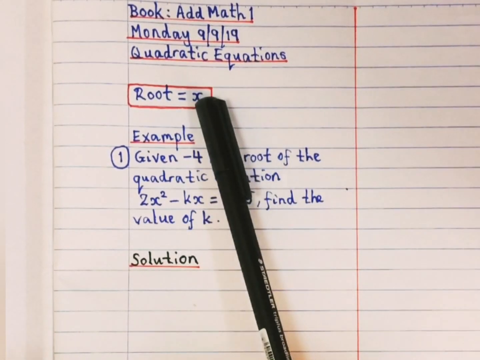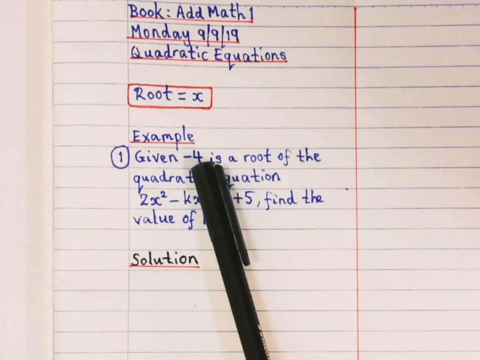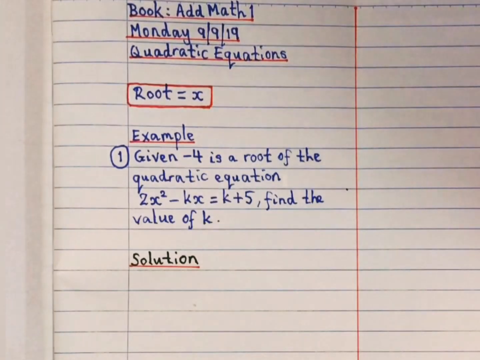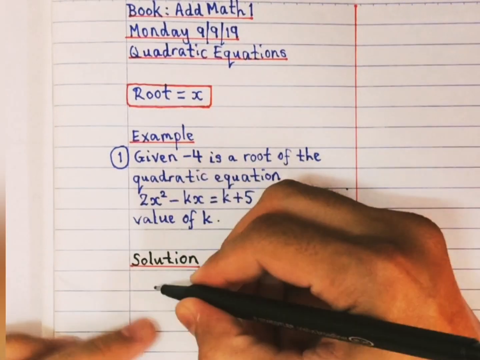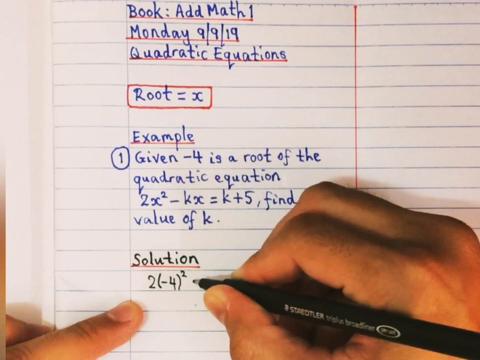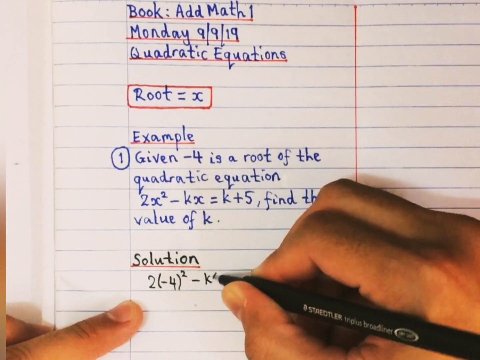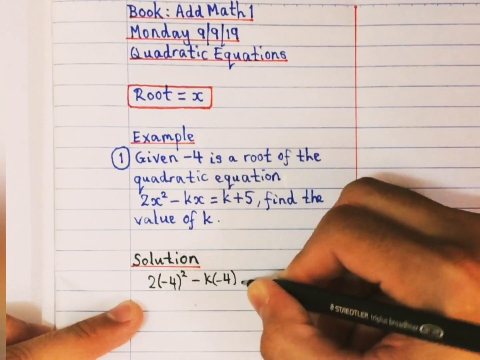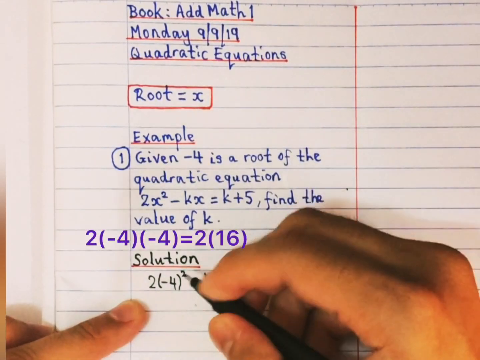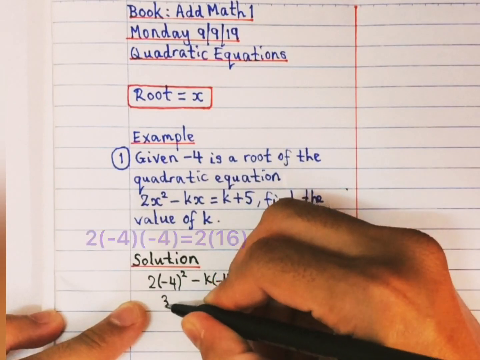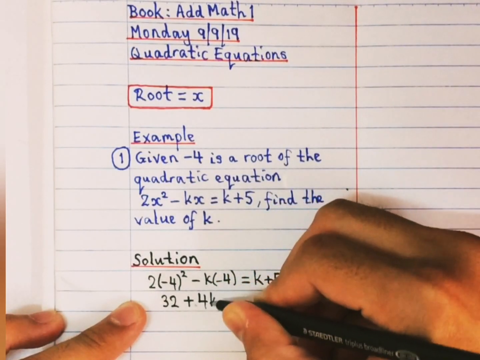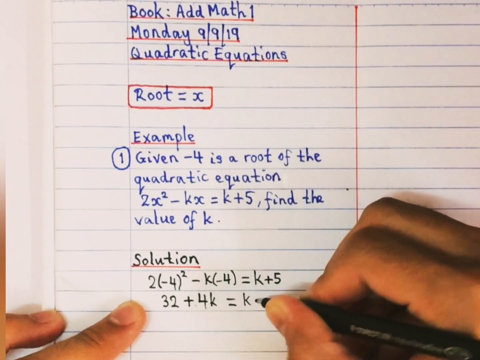First, using this concept, negative 4 is a root, so automatically your x will be negative 4. So we're going to substitute negative 4 into x, so you have 2 times negative 4 squared, minus k times negative 4, equals k plus 5. So we solve this equation: 16 times 2 is 32. Negative becomes positive, so plus 4k equals k plus 5.